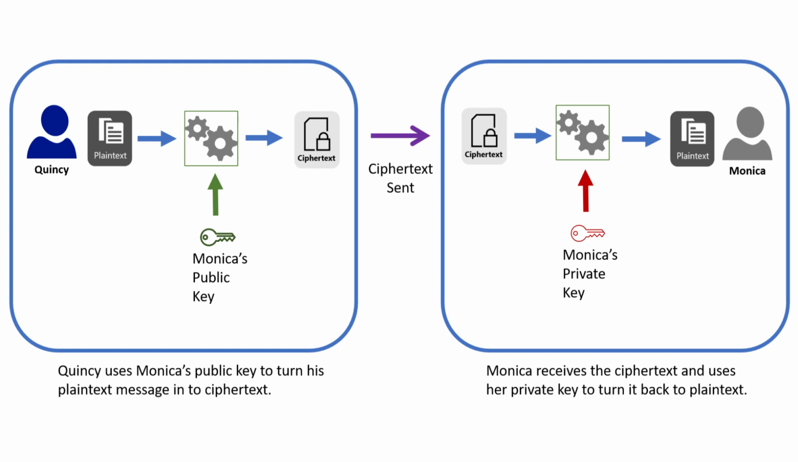Let's assume that Eve is interested in what Quincy and Monica are saying. Eve intercepts a ciphertext message sent from Quincy to Monica. Additionally, Eve knows Monica's public key. Because Eve doesn't know Monica's private key, she has no way of decrypting the ciphertext. If Eve tries to decrypt the ciphertext with Monica's public key, she will see gibberish. Given the nature of asymmetric encryption, even if you know the public key, it's impossible to discover the private key.